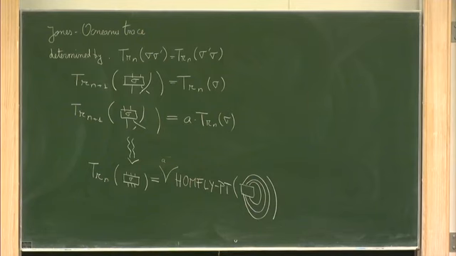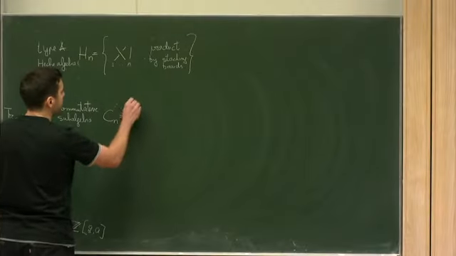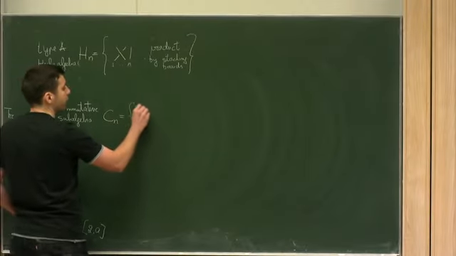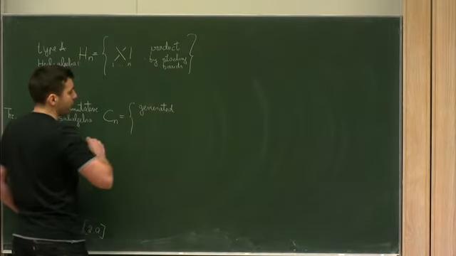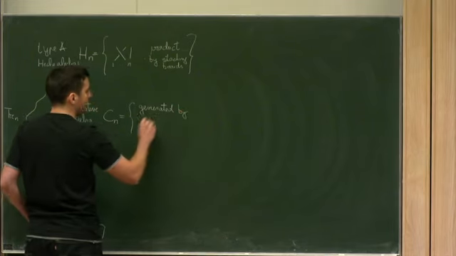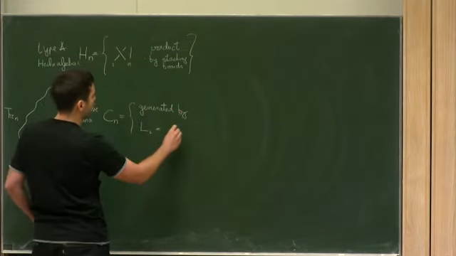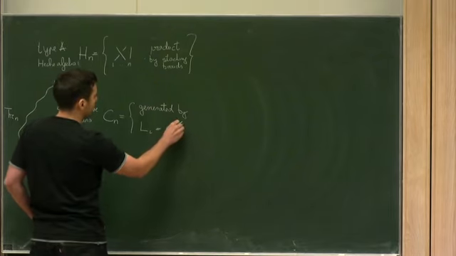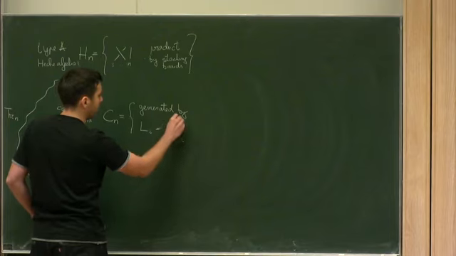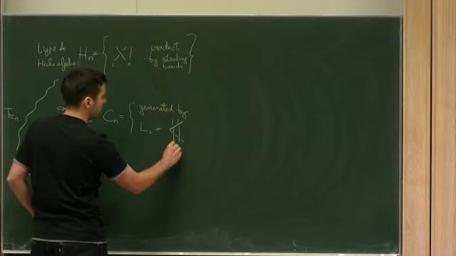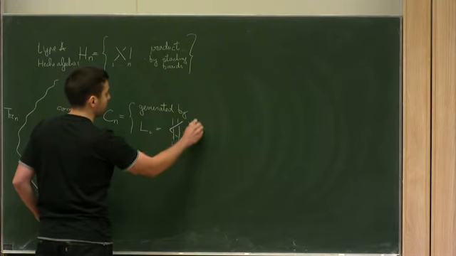So the commutative subalgebra is denoted by Cn, and it is, by definition, the subalgebra generated by a bunch of very particular braids. These braids are denoted by Li, and they are pure braids, and they look like this. So the ith strand wraps around all the previous strands, and nothing else happens afterwards.